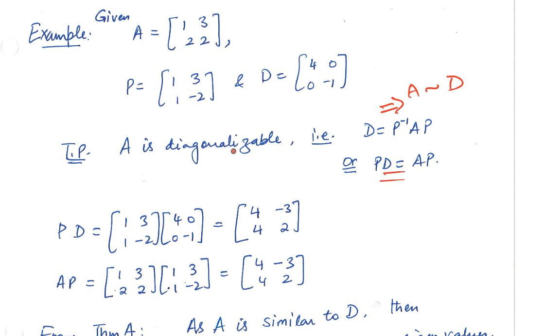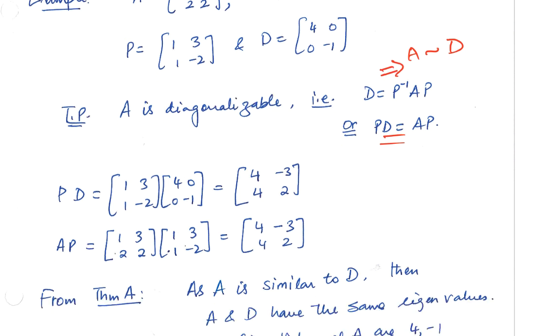So what if it is diagonalizable? That means as we are given all these three matrices, we just have to plug and chug them out. So P times D gives the matrix 4, minus 3, 4, 2. A times P gives us the same matrix, which was PD. So clearly from the above theorem, we see that A is diagonalizable.